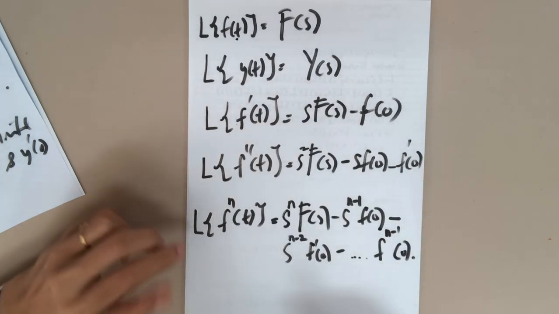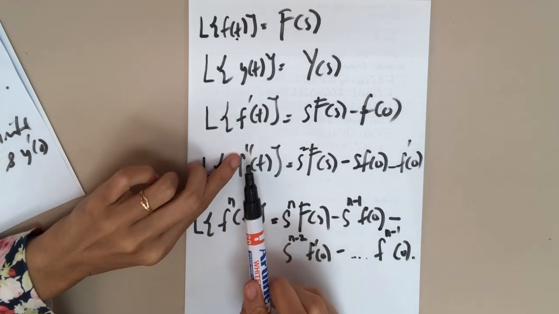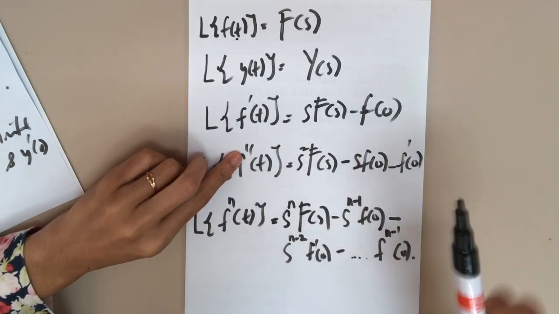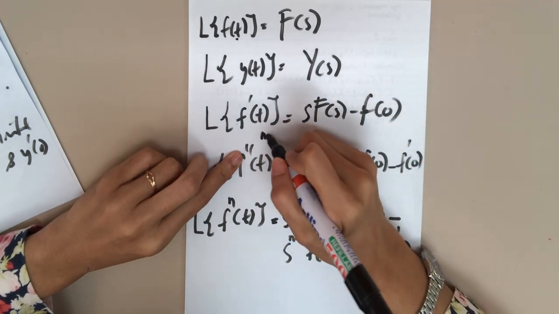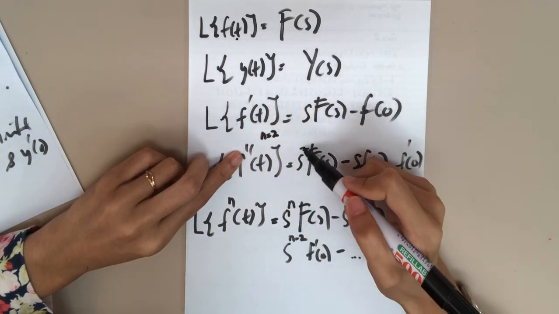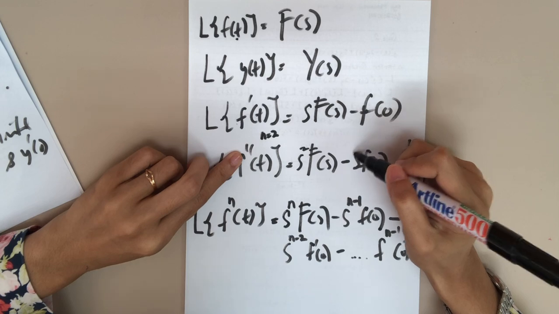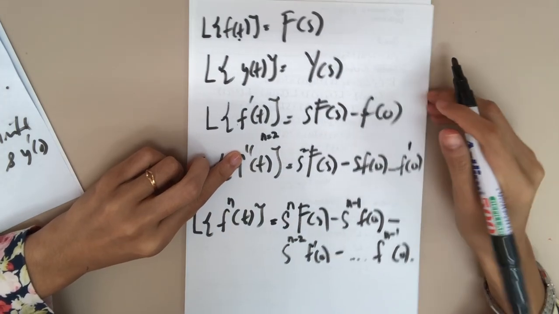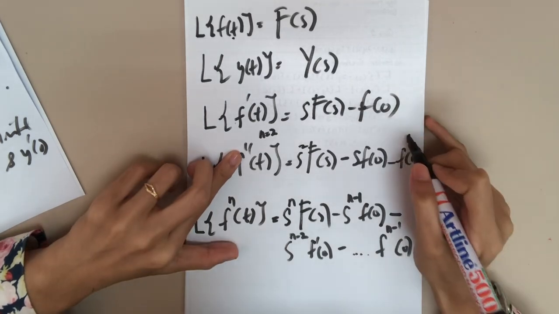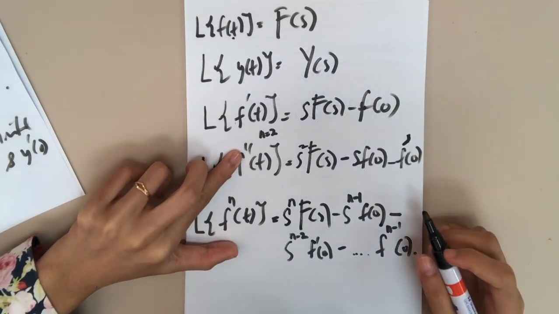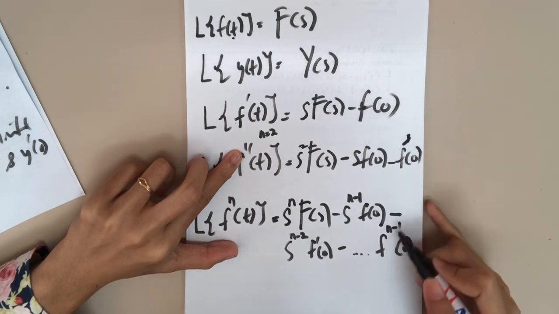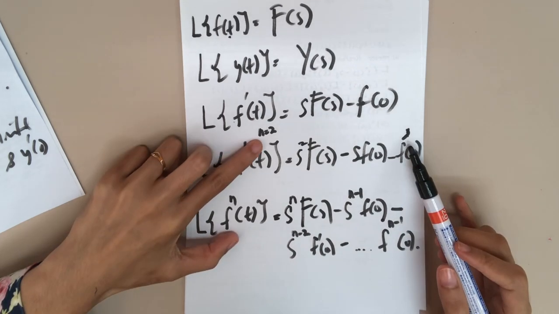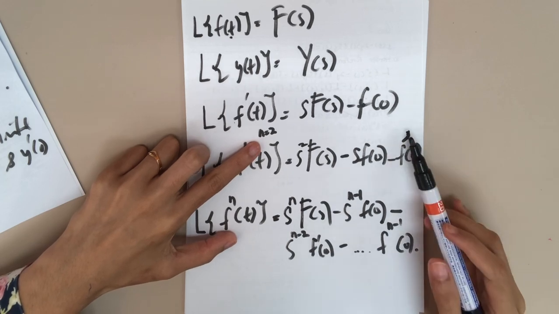So you can see the pattern. For example, here is second order, right? So f double prime, so here s squared, because your n here is 2. Here is s^n and here is n minus 1, which is 2 minus 1, which is s power 1. And then the last one, f prime, depends on n minus 1. So this one is f prime, not power, this is f prime, which is the 2 minus 1 derivative.